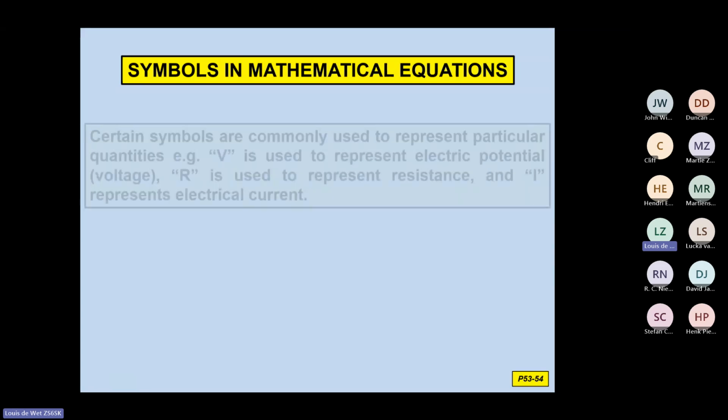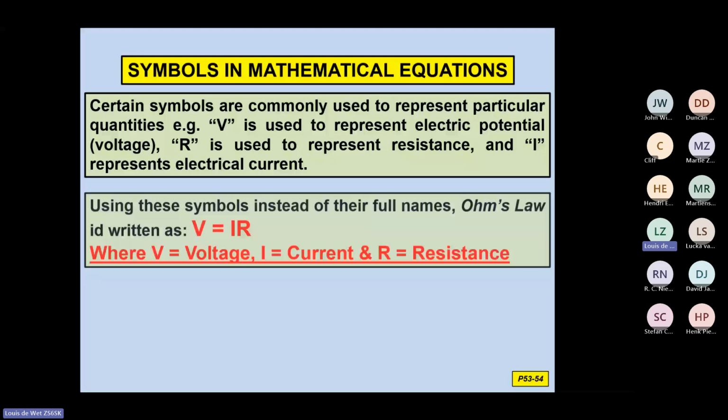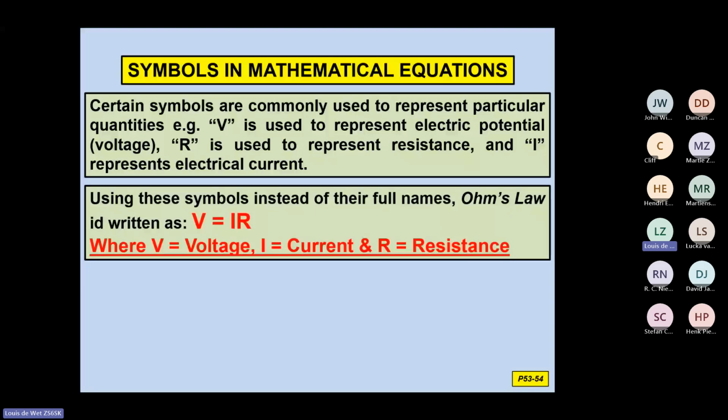So certain symbols are commonly used to represent particular quantities. Example, V is used to represent electrical potential or voltage, R is used to represent resistance, and I represents electrical current. So using these symbols, instead of the full names, Ohm's law is written as V equals IR. Voltage equals current times resistance. So V is voltage, I is current, and R is resistance.